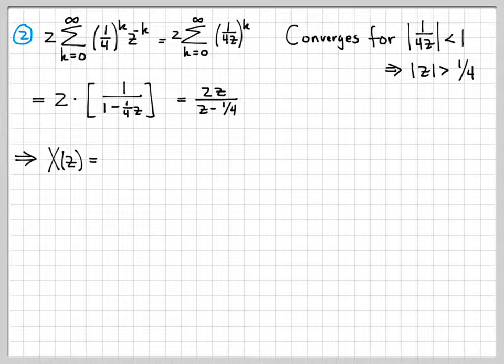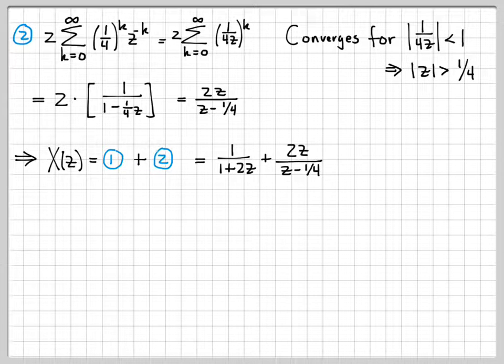And I can go ahead and piece those things together. We now know that X of z is equal to part 1 plus part 2, which is 1 over 1 plus 2z plus 2z over z minus 1/4, for the magnitude of z being bigger than 1/4, that was the inequality that we had here on part 2. And then if we go back to the first slide, the inequality from the first slide said that we needed magnitude of z less than 1/2. So the combined region of convergence is this. So we have found X of z, and we have found the region of convergence.